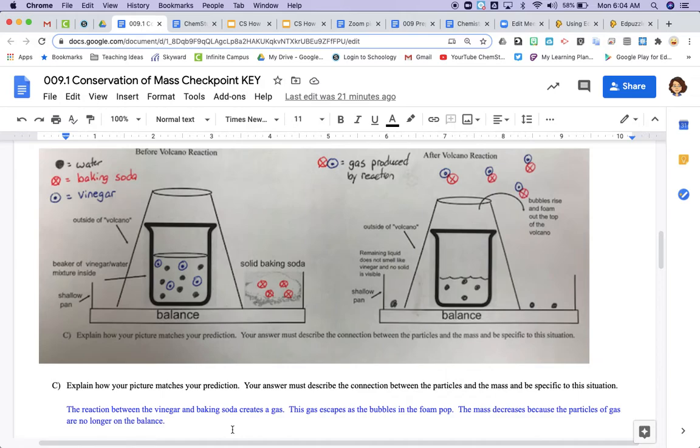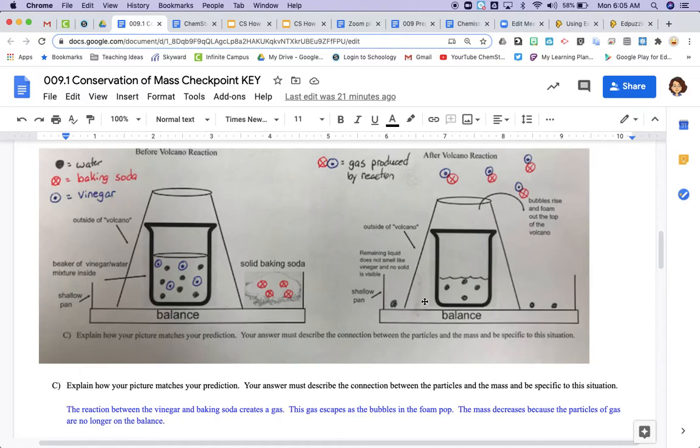In the beginning, I put the vinegar and water particles in the beaker and the baking soda in the little pile. In my model, the baking soda particles and the vinegar particles attached to one another to create a gas that was produced by the reaction. The gas, being neither vinegar nor baking soda anymore, no longer smells like vinegar and is no longer a solid, and it constitutes the gas that left the volcano, accounting for the decrease in mass.